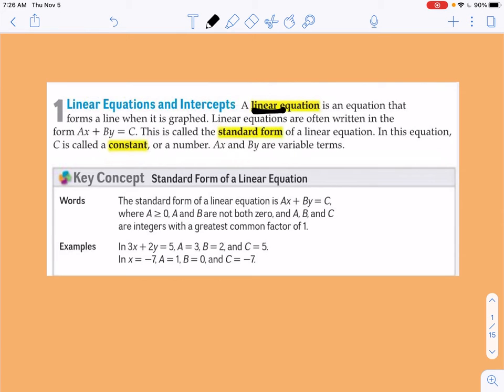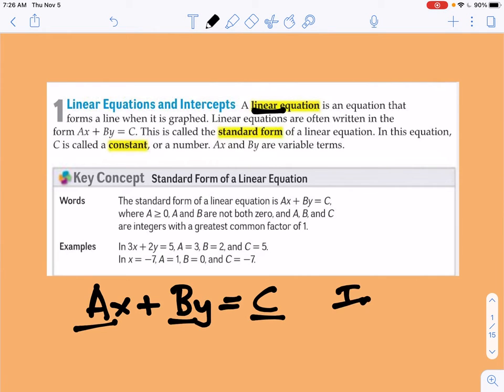And when you write them, they write them in this form called standard form. And so standard form is this form where you have x and y, if both variables are present, on the same side. Your a, your b, and your c are all integers. Okay, so no fractions, no decimals, and a is always positive. All right, it has to be 1 or greater. So pretty much if it's written in that form, then it's in standard form.